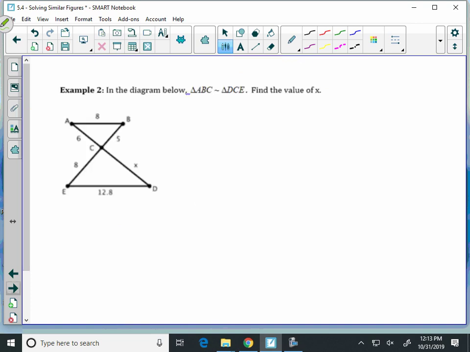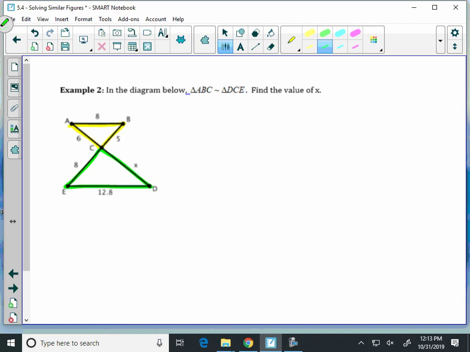So we take a look at this next one. I'm given two similar triangles. We want to find the value of x. We call these bow tie triangles or hourglass triangles, because it kind of looks like a bow tie or an hourglass. We have triangle ABC, A to B to C. And we have triangle DCE. Those are our two triangles.